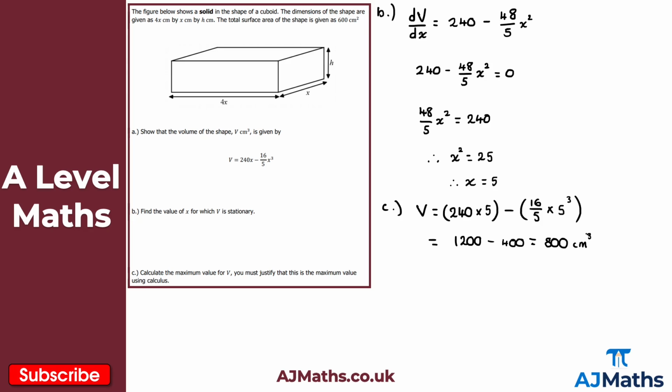So let me just double check everything's correct here. So 240 times by 5, 1200, perfect. 5 cubed is 125, divide that by 5, I get 25. Times that by 16 and we get 400. Yep, that's fine. And then obviously just do the difference here. So 1200 minus 400 gives us 800 there. And there we have it. So that's the maximum value for V.